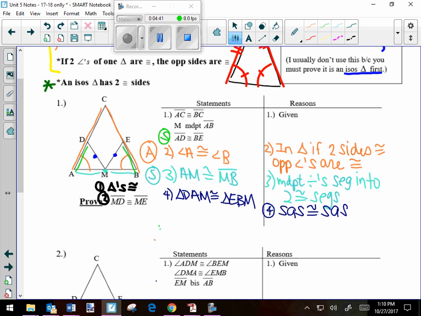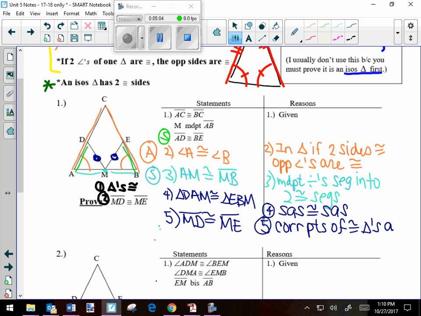Once I know that my triangles are congruent, these two sides that was in my original proof line, they have to be congruent to each other. The reason why I now know that they are congruent to each other is because once the triangles are congruent, all of their parts are congruent. The formal reason for that is corresponding parts of congruent triangles are congruent. You use this reason after you make your triangles congruent to make all of the other parts congruent.